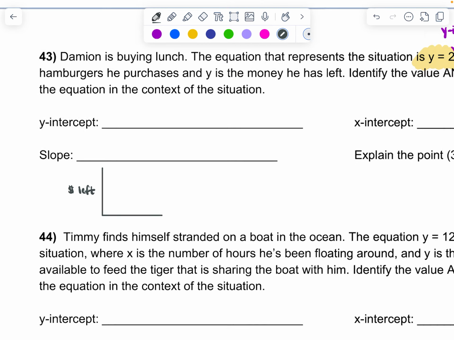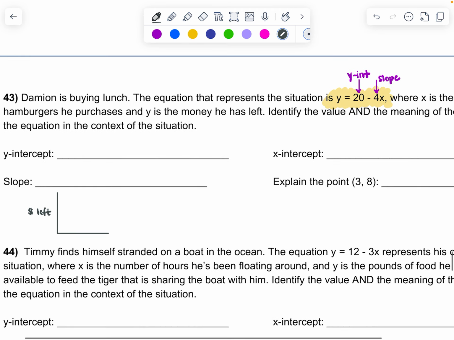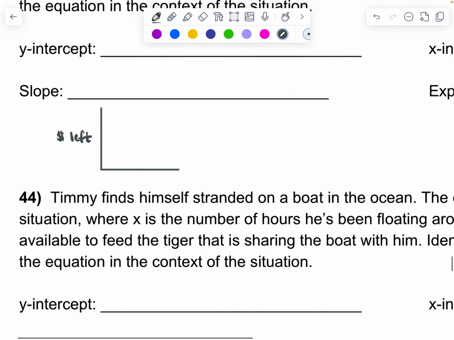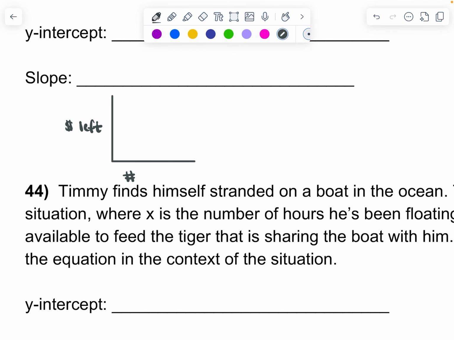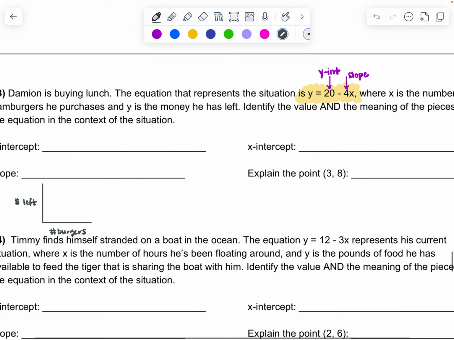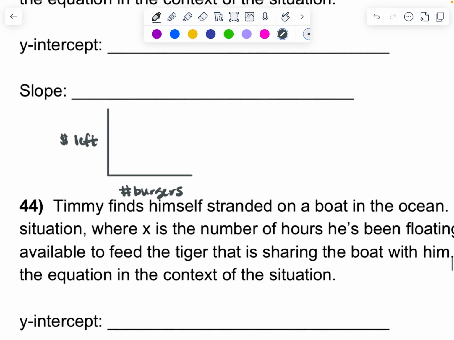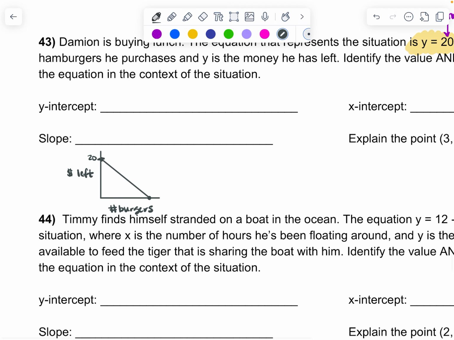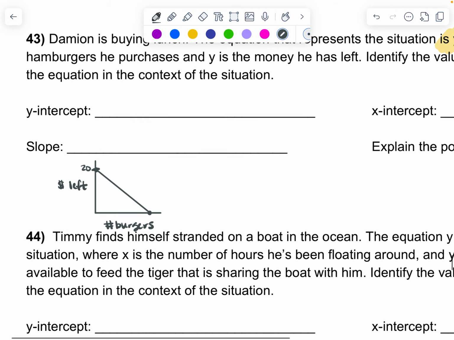So y is the money left, right? And x is the number of hamburgers he purchased, the number of burgers. You could always type this in your calculator, right? 20 minus 4x is telling us he started with $20, right? And he is slowly decreasing until he gets to no money left, clearly.